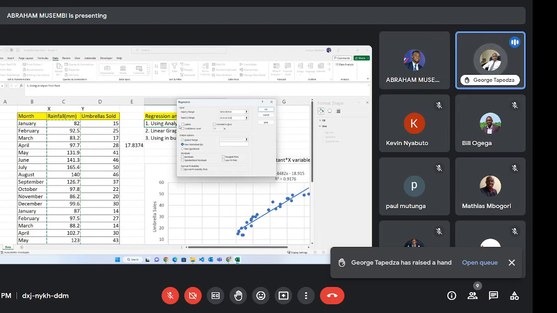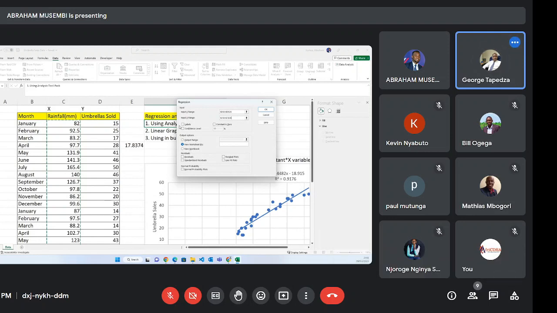I wanted to ask on inputting the Y range. Should we highlight all the values in Y range, or we just choose a single mark? We have to choose all the values, because you can see under the range I've taken from E26. So you have to input all the values of the y. Okay, thank you. Okay, good.